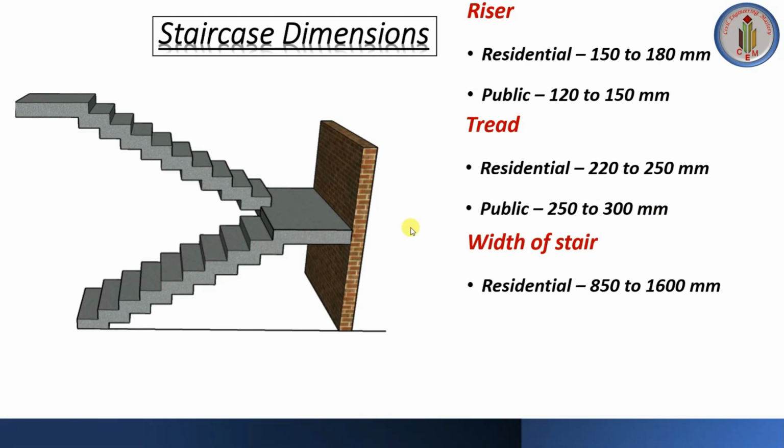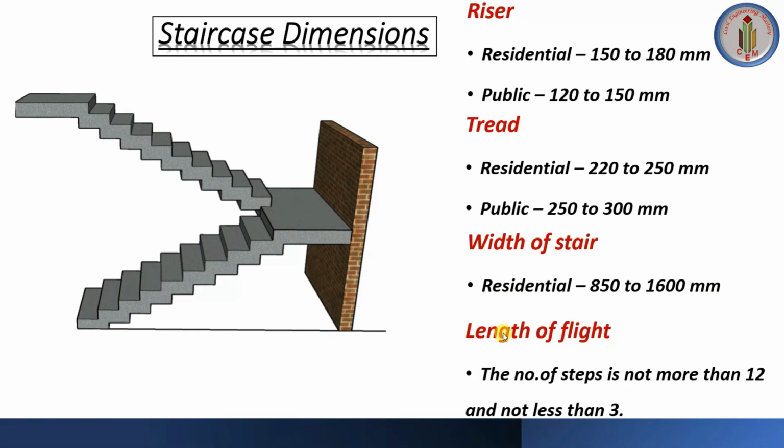Next, width of the stair. Width of the stair is this one, width of the step. So this is one step, right? So this is the width of the step. For residential it should be 850 to 1600 mm. For commercial building we can provide up to 2000 mm as a width of stair.